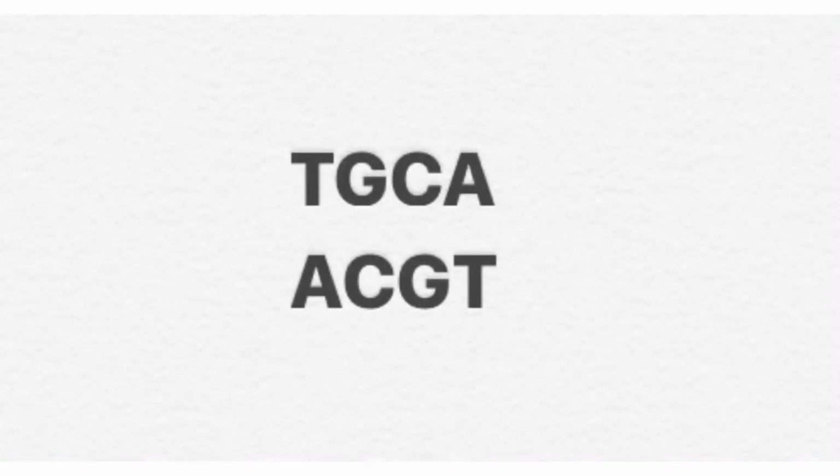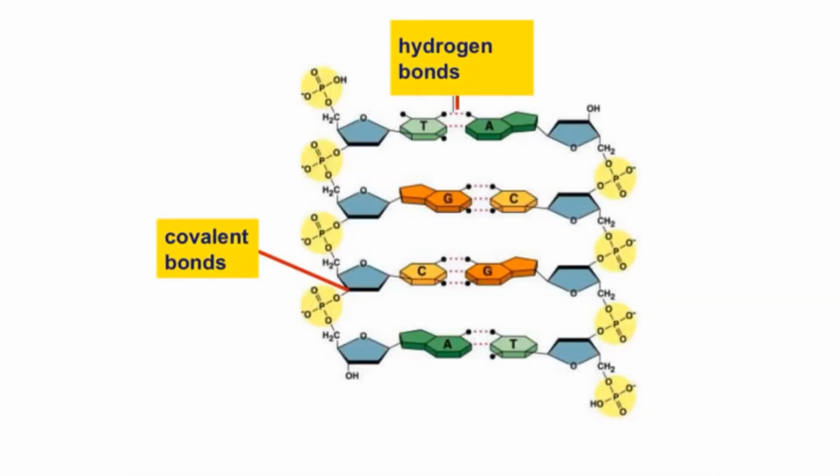That is correct. A always pairs with T, and G always pairs with C. So if we know the sequence of one strand, we can predict the sequence of another. The bond that holds these 2 complementary strands together is called a hydrogen bond.